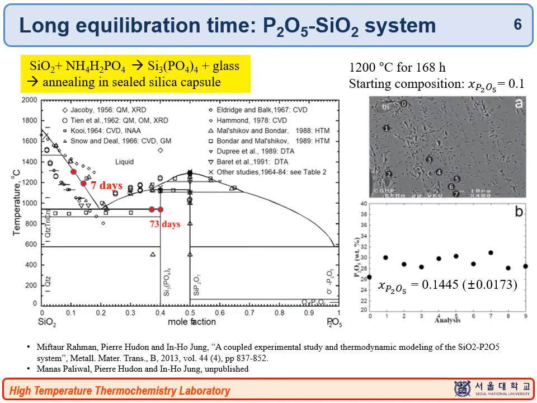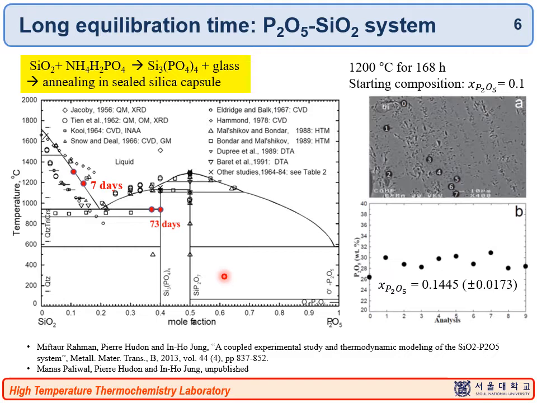The first challenge is the long incubation time. In many cases, we can perform the phase diagram experiment within several hours. However, if you do the phase diagram experiment at the solid state and also in the very acidic slag region, the incubation time takes much longer. This is the example for the P2O5-SiO2 binary system. As you know, both P2O5 and SiO2 are network formers in slag. So the diffusion in this system is extremely slow.